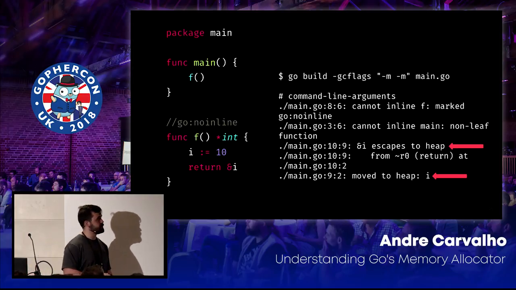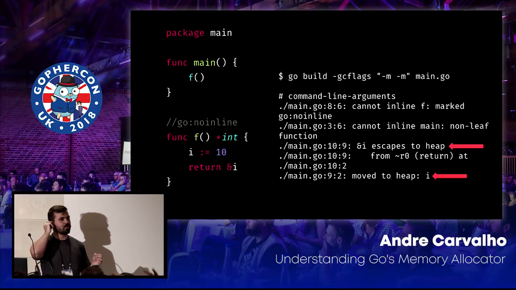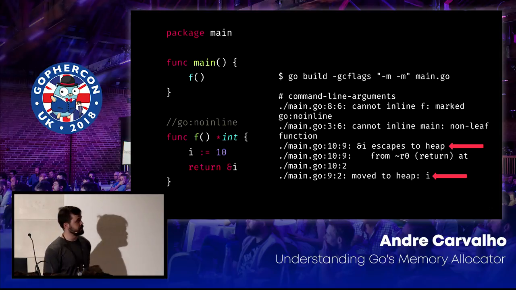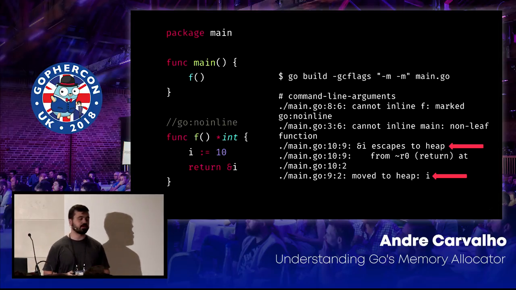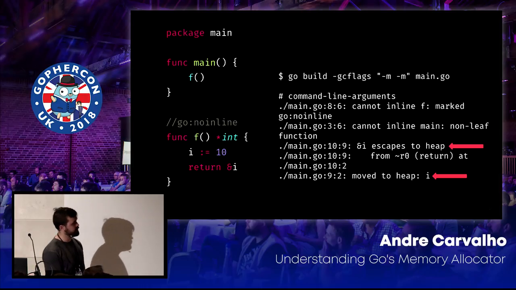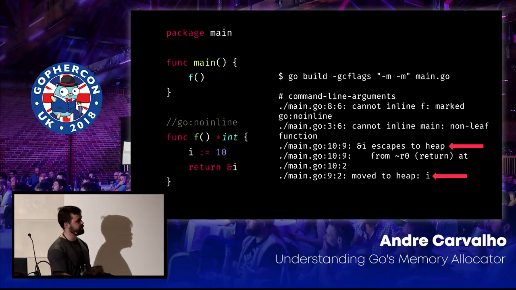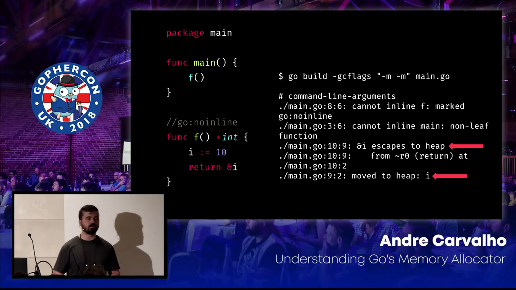So we can use the -gcflags, which are not garbage collector flags. They are Go compiler flags passed to the go build command. By passing the -m flag to the gcflags, we are actually telling the compiler to tell us about the optimizations that it's doing. So here, marked with those red arrows, we see that the compiler figured out that the address of the i variable escapes to heap, and it decided to move the i variable to heap.